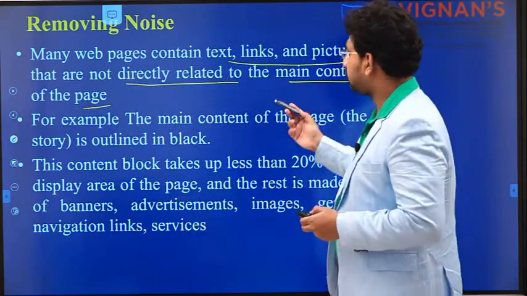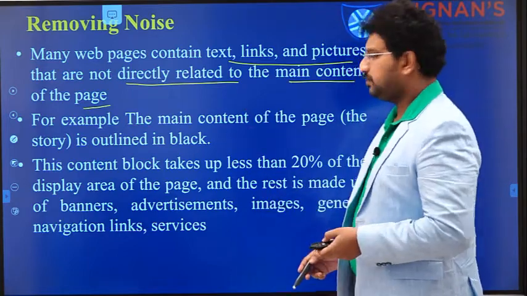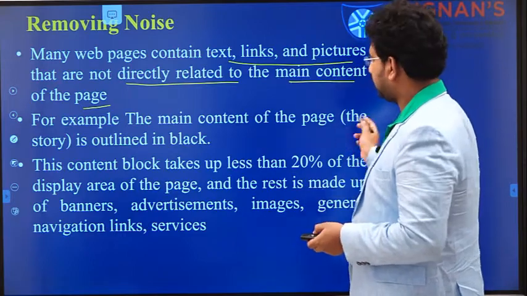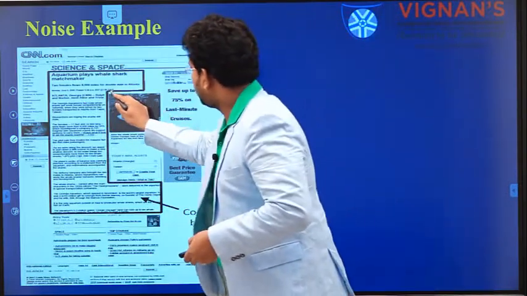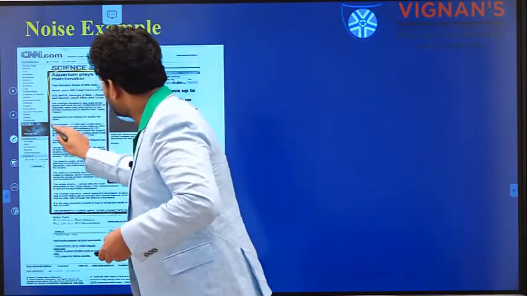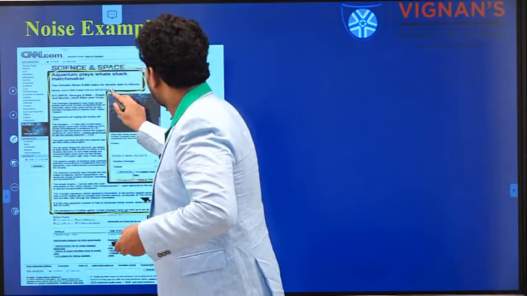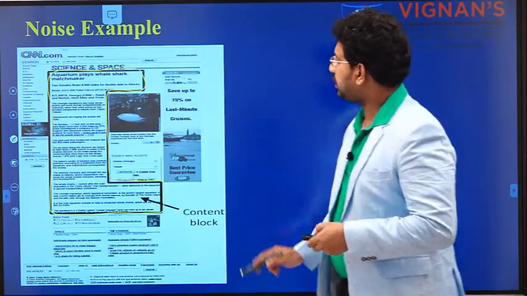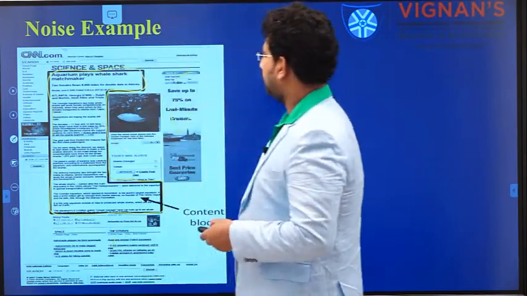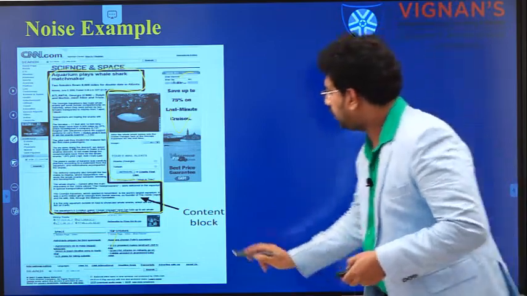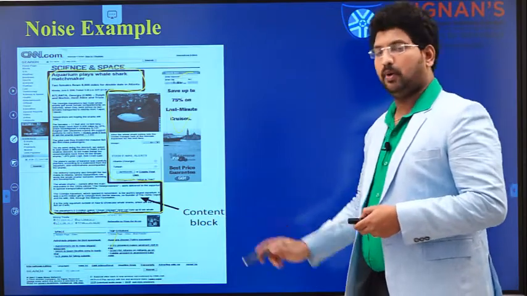So this is not related to the main content of the web page. That's what we are simply calling the noise. For example, the main content of the page, the story, is outlined in black. Whenever you observe this, it is clearly depicting the entire black portion, which is the main content of the page. The remaining things are the noise. This is the part where you can identify the main content block.